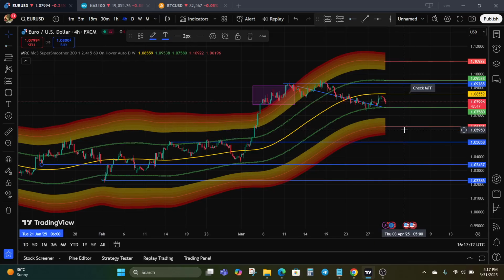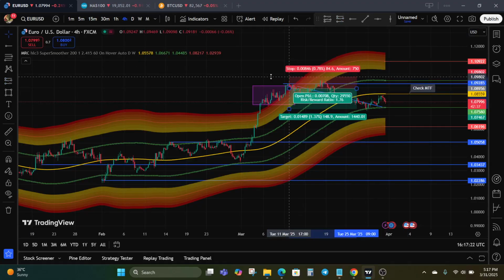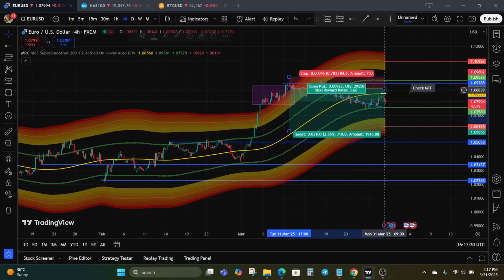And also, set your stop losses just outside the MRC channel. For example, if you're going to enter a sell around here after getting your confirmation, your stop loss should be outside the channel. And then, of course, your take profit can be within the lower channel, the oversold territory, that's for a sell.